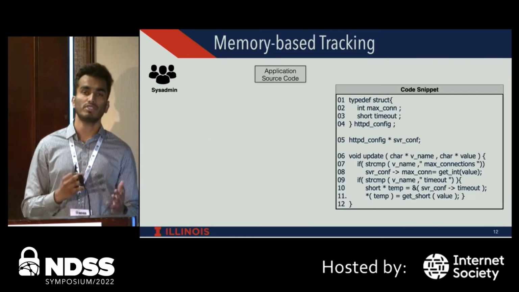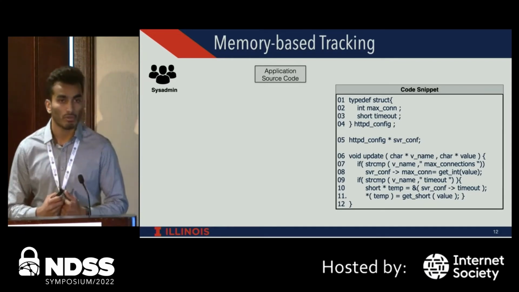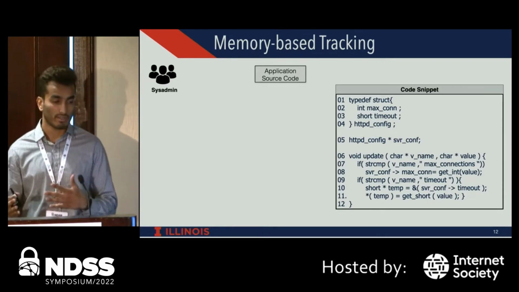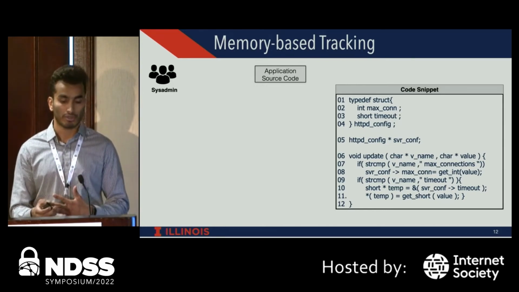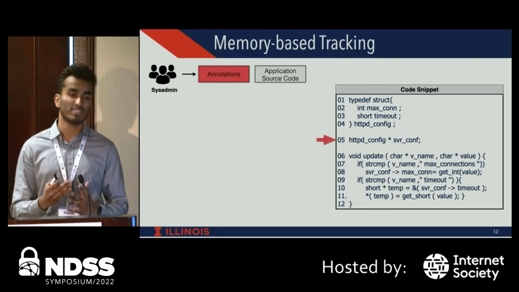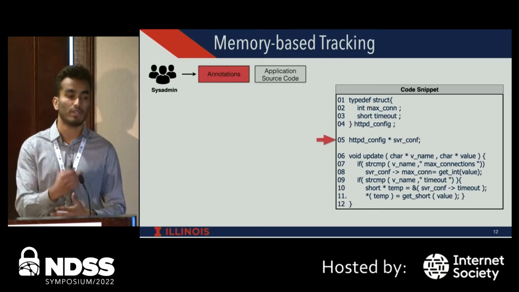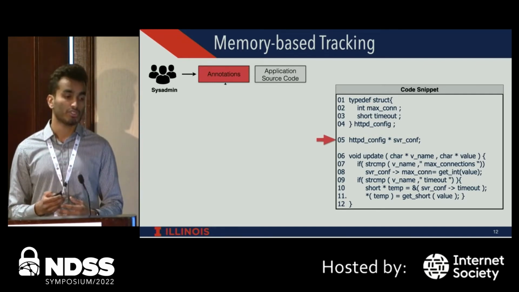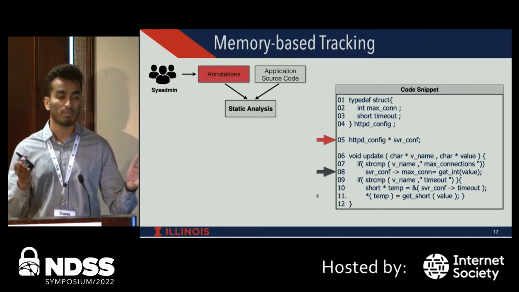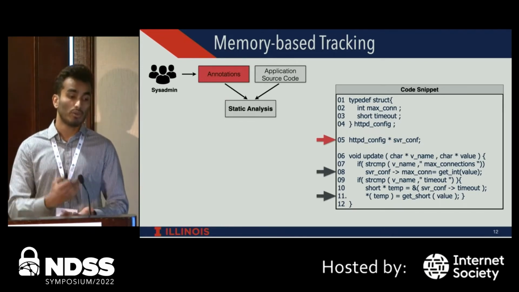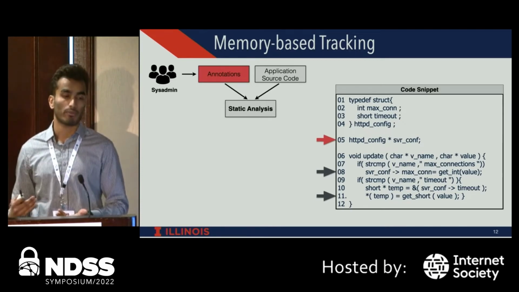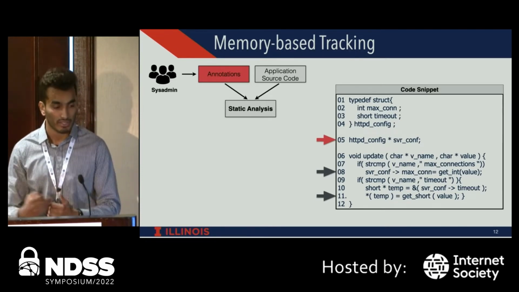So our system consists of two main components. The first component is responsible for memory-based tracking. In this component, the system administrator analyzes the application source code and provides annotations specifying the configuration variables that need to be tracked. Our system Dossier then uses these annotations along with the application source code and performs novel LLVM-based static analysis to identify all the sites within the program where these configuration variables are getting updated.